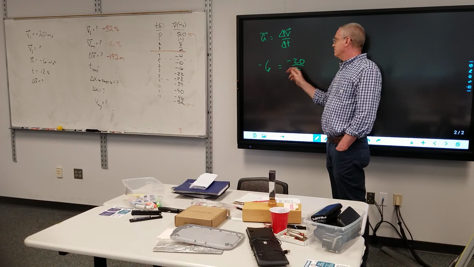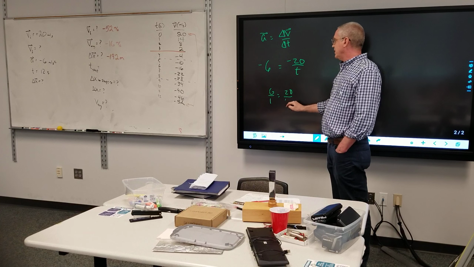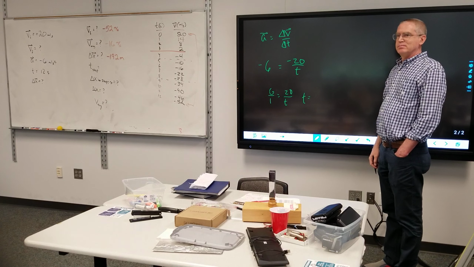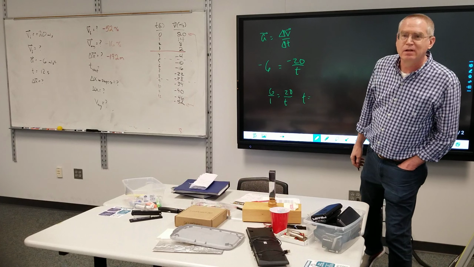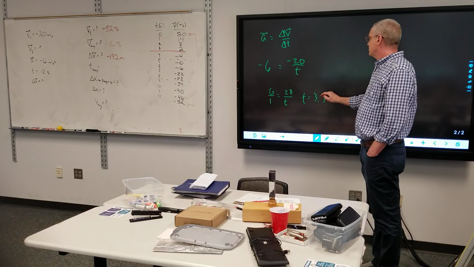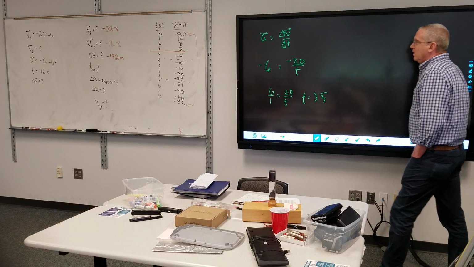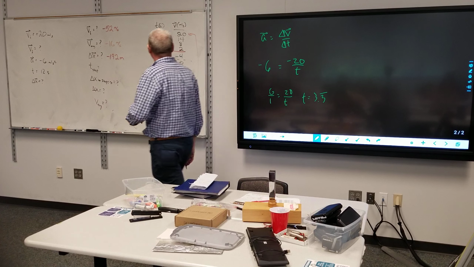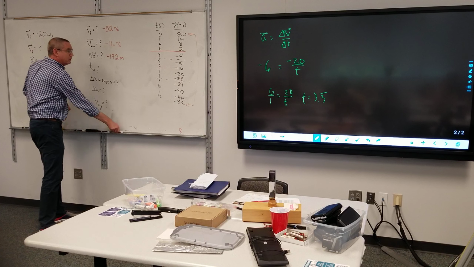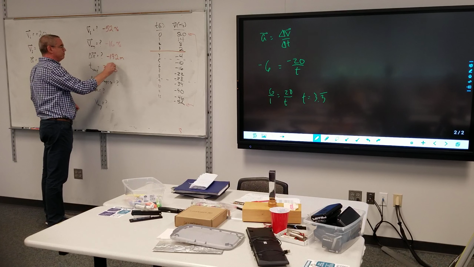All right, so the negatives will cancel out, so I have 6 over 1 is equal to 20 over t. So what is t? 3.3. Okay. And the 3.3 repeats. If you round off, that's fine. So the time to stop is 3.33 repeating seconds.